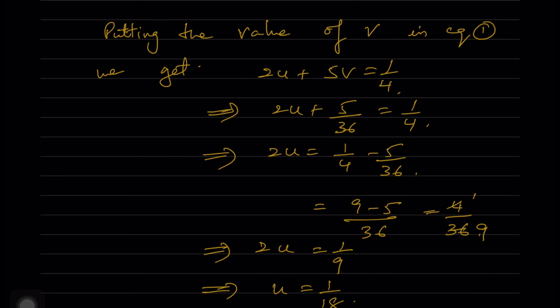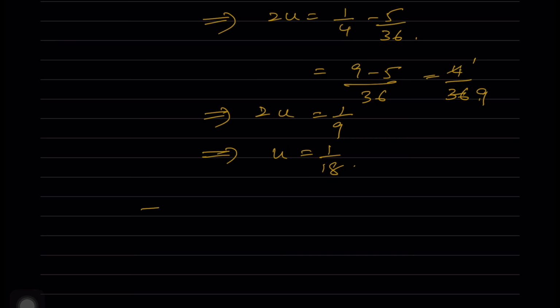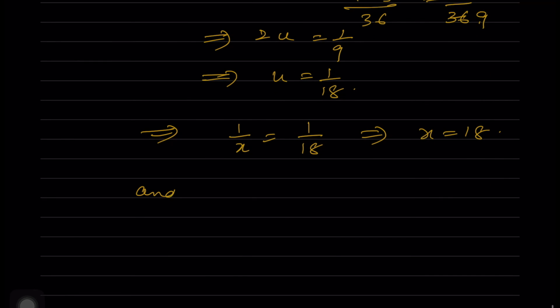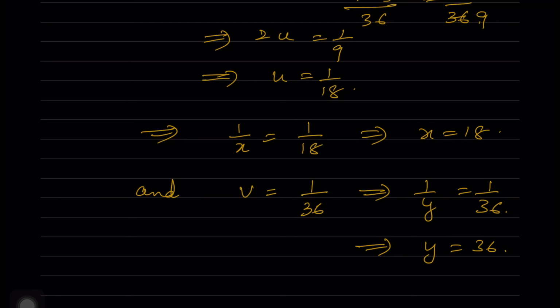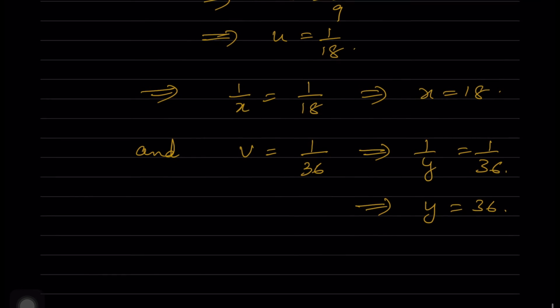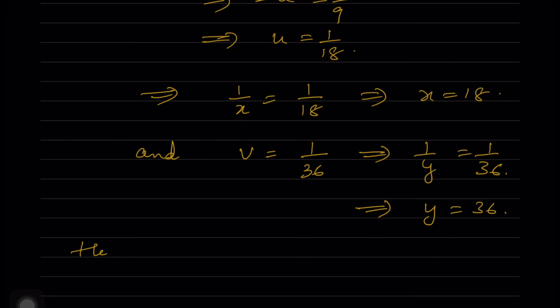So 1 by x is equal to 1 by 18 and 1 by y is equal to 1 by 36 we are having. So what is x and what is y we can write down from this. x is 18 and y is equal to 36. Hence, one woman alone can finish the work in 18 days and one man alone can finish the work in how many days? In 36 days.